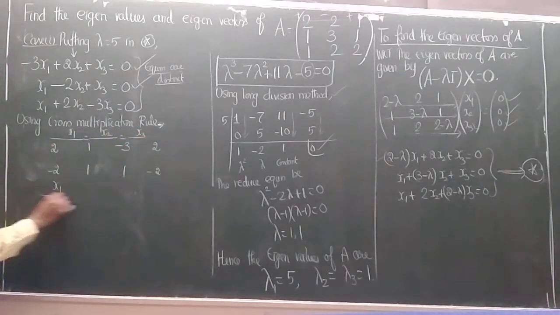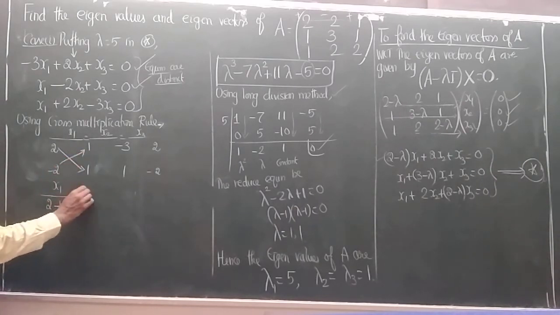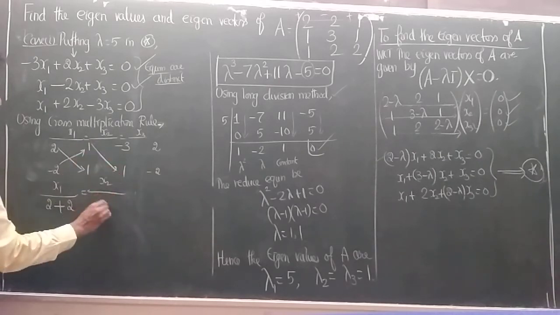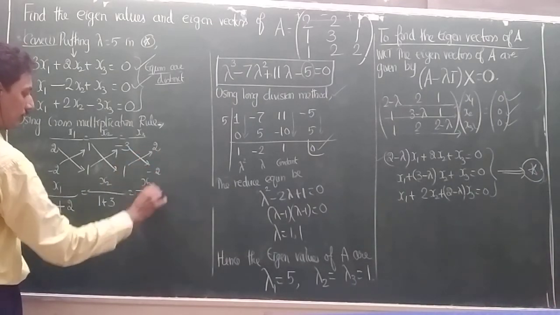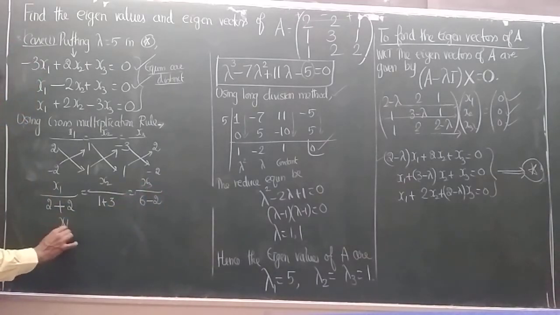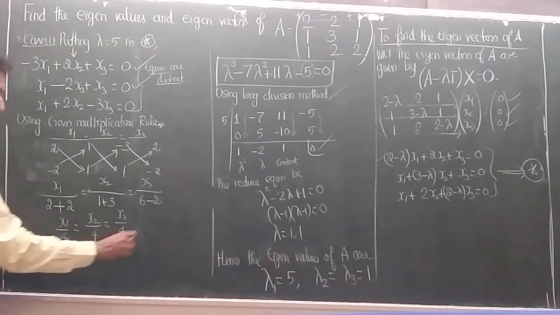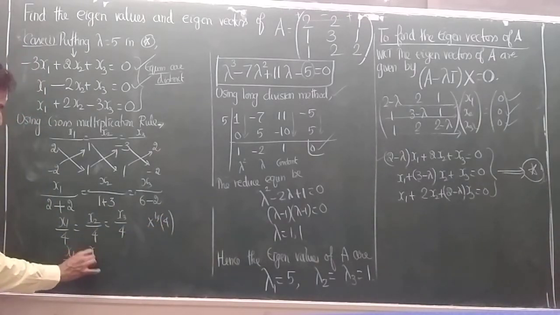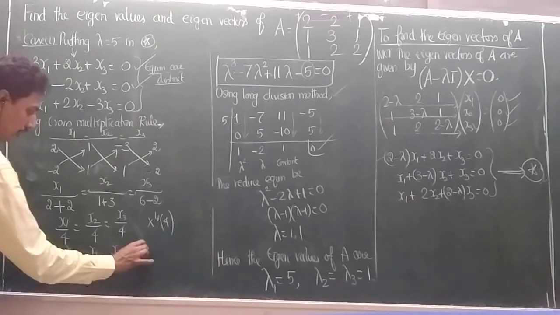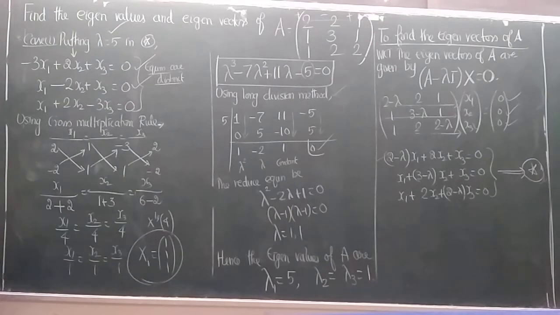Using the cross multiplication rule, x1 by: 2 ones are 2, minus 2 into 1 is minus 2, minus a minus, plus 2, so 4. x2 by: 1 into 1, 1 minus of minus is plus 3, so 4. And x3 by: minus 3 into minus 2 is plus 6, minus 1 into 2 is 2, so 4. So x1 by 4, x2 by 4 and x3 by 4. All are on the same scale of 4. When we divide by 4, we get x1 by 1, x2 by 1 and x3 by 1. So this is the first eigenvector corresponding to lambda equal to 5: (1, 1, 1).